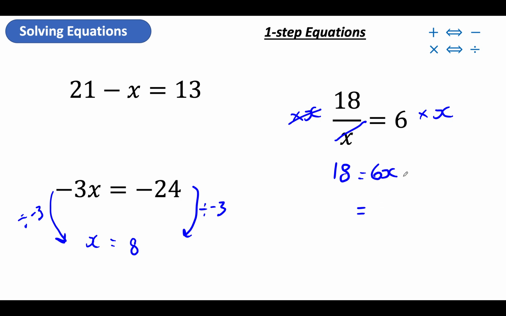Now 6x, how do I get rid of that? Instead of having 6x, just have 1x. Well, we divide by the number touching x. We divide by the 6, just like we did before. But what you do to one side, you must do to the other. So 18, also divided by 6, is 3. So x must be equal to 3. And if you go back to the original equation, that makes sense, doesn't it? 18 divided by 3 equals 6.